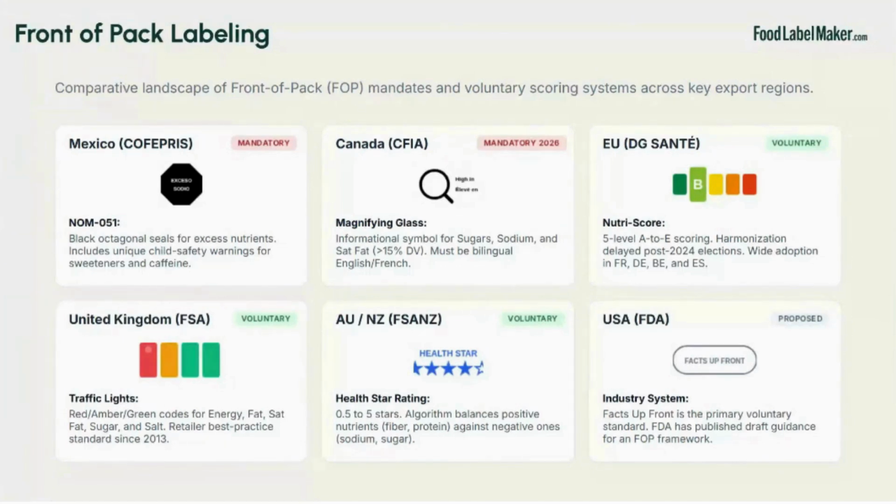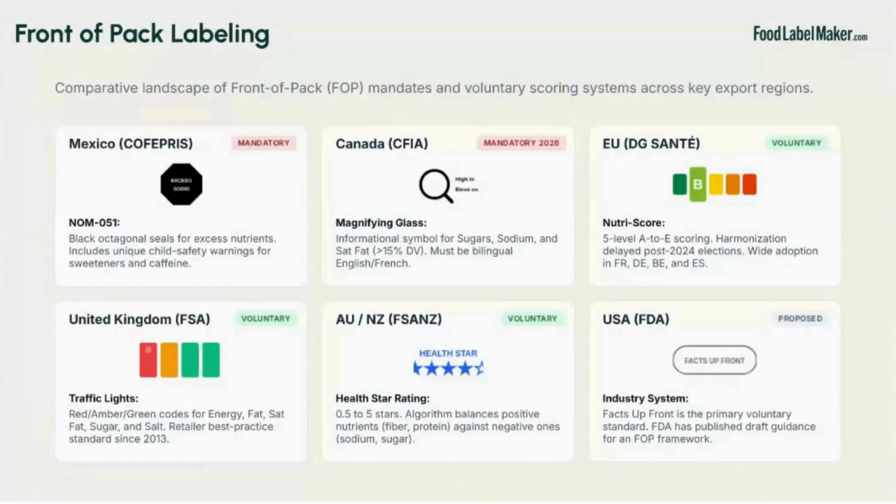Next up, we have the UK traffic light FOP. The UK system is the traffic light system, which assigns red, amber, and green color codes to energy, total fat, saturated fat, sugars, and salt per portion. And this has been the dominant voluntary system used by the UK retailers since 2013. Post Brexit, the UK has not adopted any EU style FOP label formats, and it has not mandated the traffic light system yet. So it remains best practice rather than law as of now.